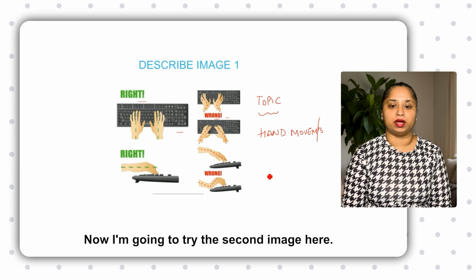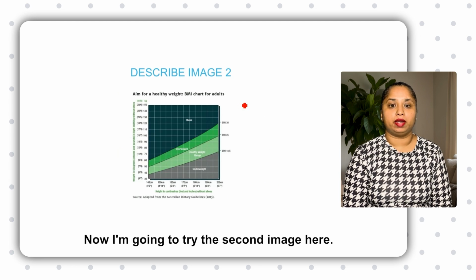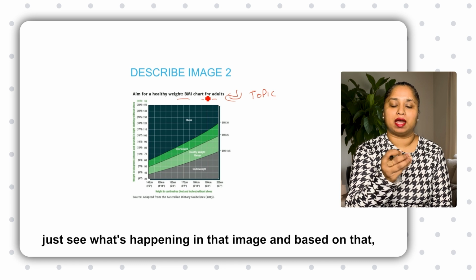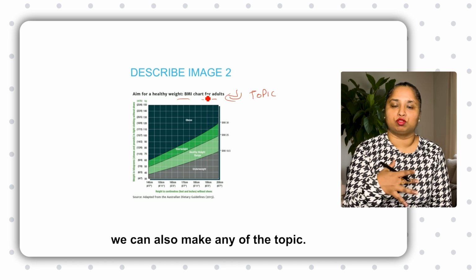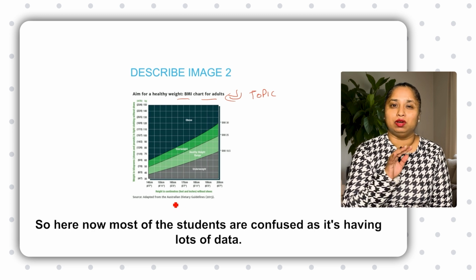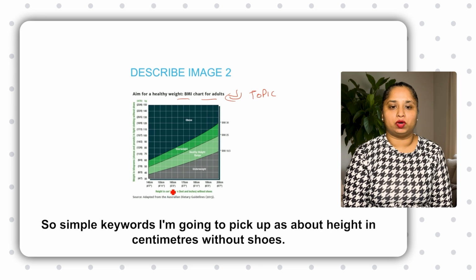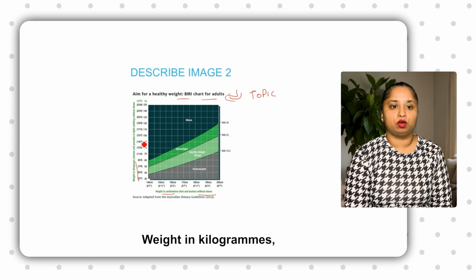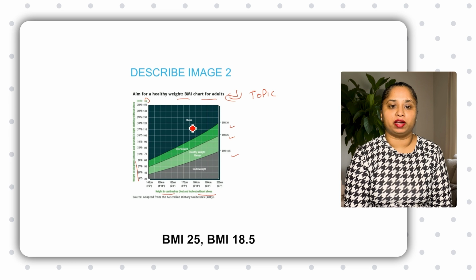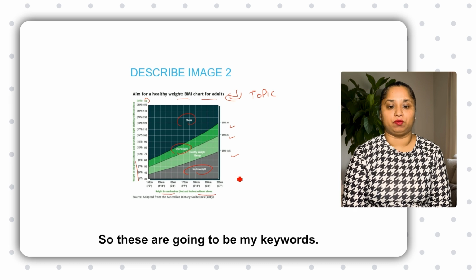Now I'm going to try the second image. Here, this one will be my topic. So the topic is usually given as your heading and title. If not, just see what's happening in that image, and based on that, we can make a topic. Now here, most of the students are confused as it has lots of data. So simple keywords I'm going to pick up: height in centimeters without shoes, weight in kilograms, and BMI 30, 25, 18.5, obese, overweight, underweight. So these are going to be my keywords.